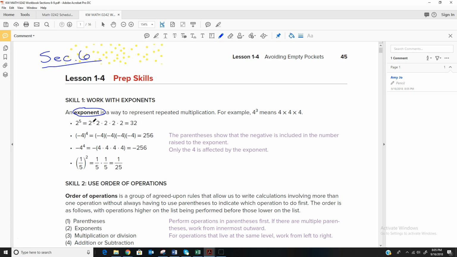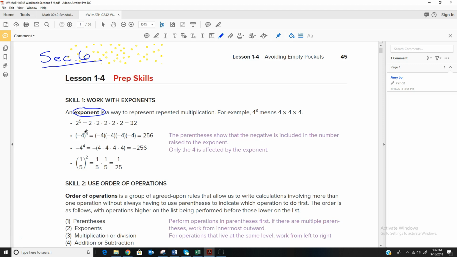That's a little confusing, because then if you take 2 times itself 5 times, that would actually give you 6 2s. What we want is 5 factors of 2. So 1, 2, 3, 4, 5 factors of 2, and we multiply them out.